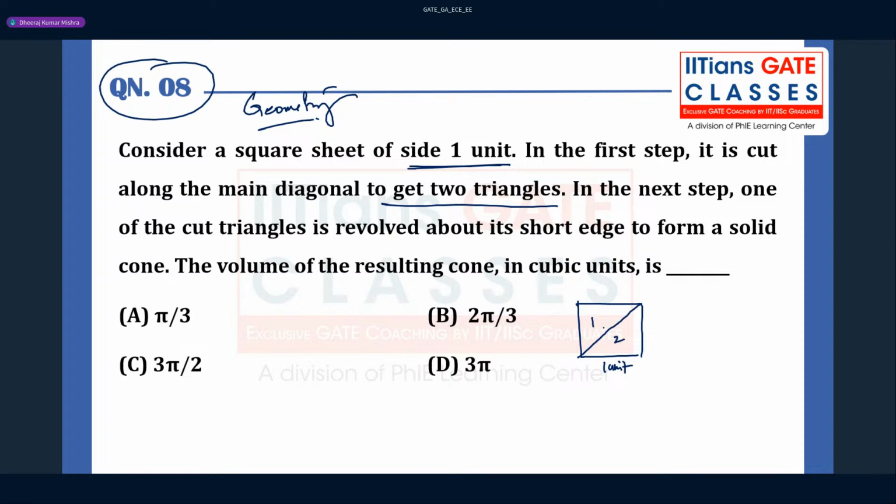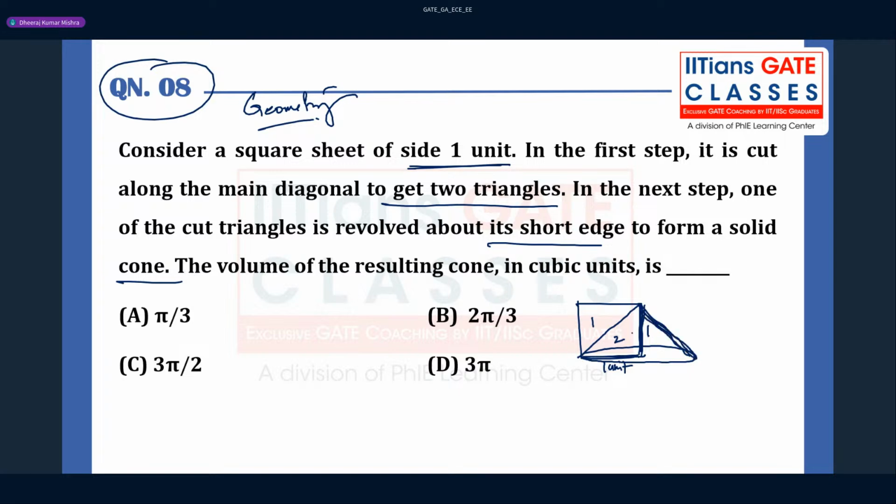When we cut this square, in the next step, one of the cut triangles is revolved. You have to revolve one of the triangles about its short edge. I think these are the edges which are short. You can see this is short, this is one unit. So you can revolve it, and you are going to get some kind of a cone. They are saying to form a solid cone, so you are going to get a solid cone like this. I believe this is fine.